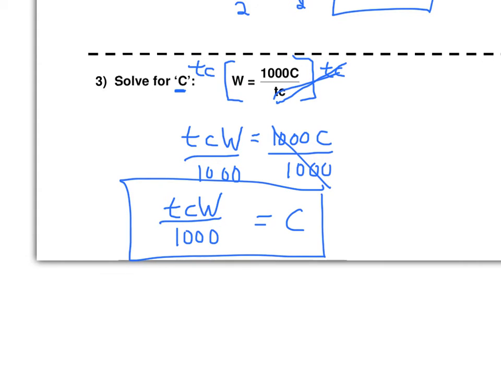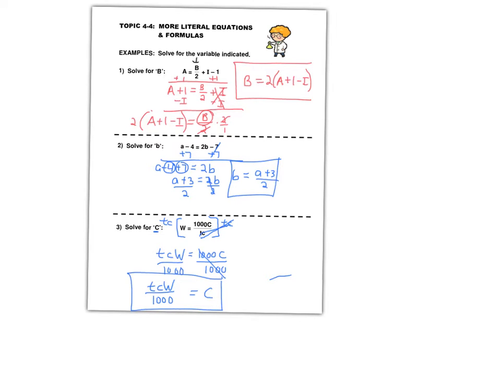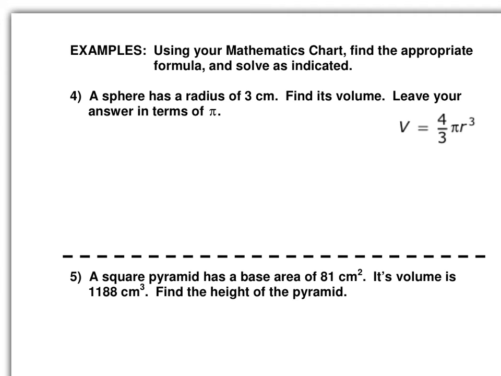Very good. All right, so that was 3 problems on literal equations. Now this problem has to do with formulas. So for the next 3 problems, we'll be working with formulas. So here's your volume of a sphere formula. And it says a sphere has a radius of 3 centimeters. Find the volume and leave your answer in terms of pi.